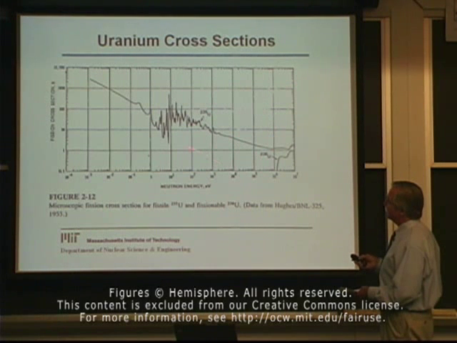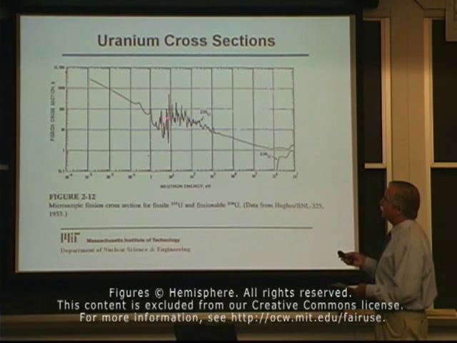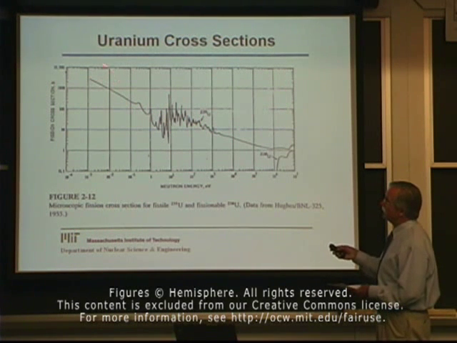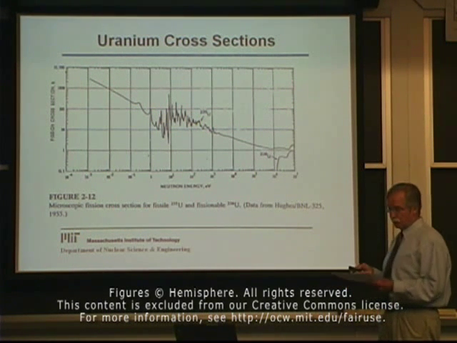Now, what you see in the middle here is a resonance absorption region where neutrons, as they're slowing down through this region of, say, 1 to 1,000 eV, you'll have probabilities of fission occurring. But neutrons are scattering through this range and ultimately ending up in the thermal spectrum.